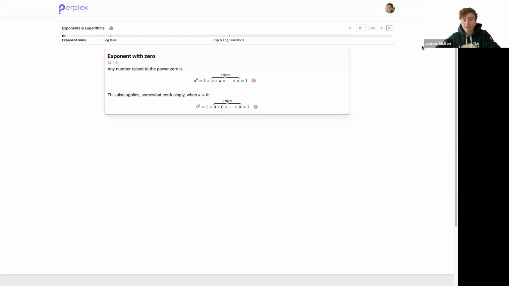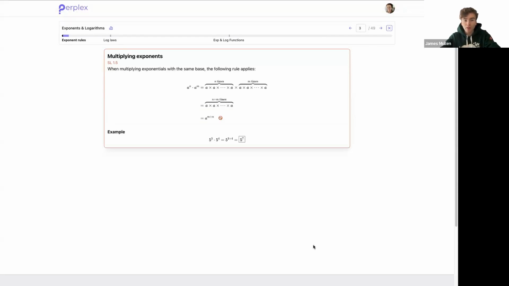All right, and this also works, somewhat confusingly, if you have 0 to the power of 0. So 0 to the power of 0 is also 1 because I haven't yet multiplied by 0. I multiplied by 0 no times, and I'm starting with 1.